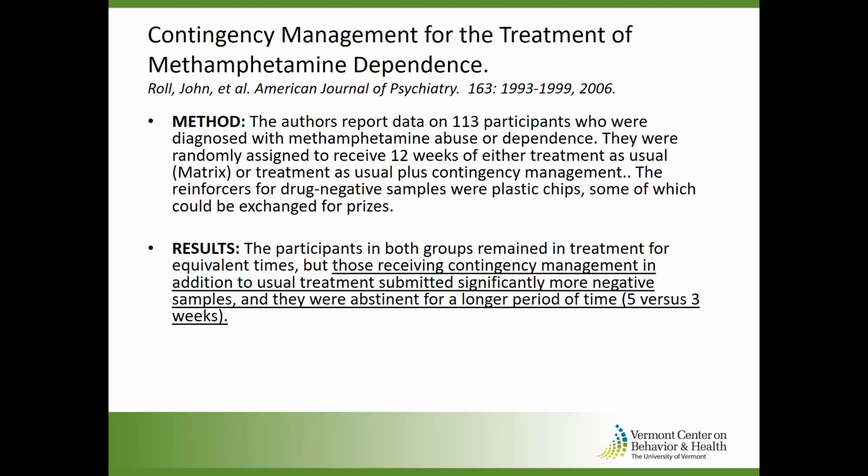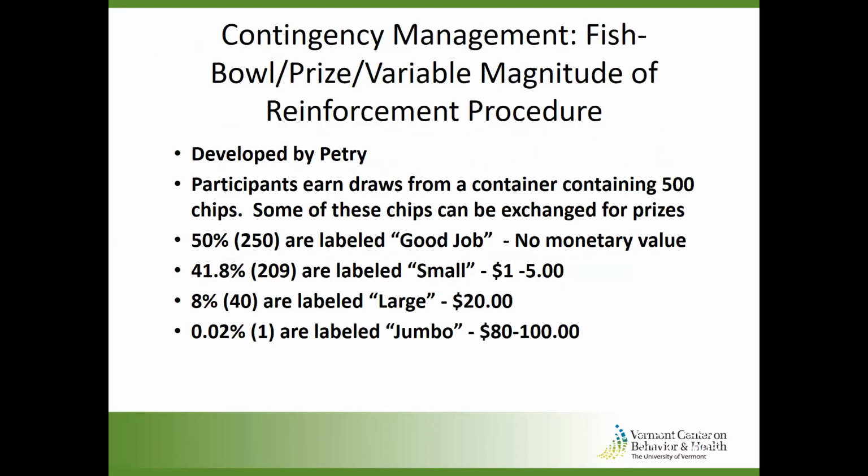John Roll did a study with the Clinical Trials Network on methamphetamine, published in the American Journal of Psychiatry in, I think, 2006. 113 participants, 12 weeks of treatment. They all got behavioral treatment, the Matrix model. In addition, half of them got contingency management, half of them did not. And the results were those receiving contingency management, in addition to usual treatment, submitted more negative samples and were more likely to be abstinent for longer periods of time.